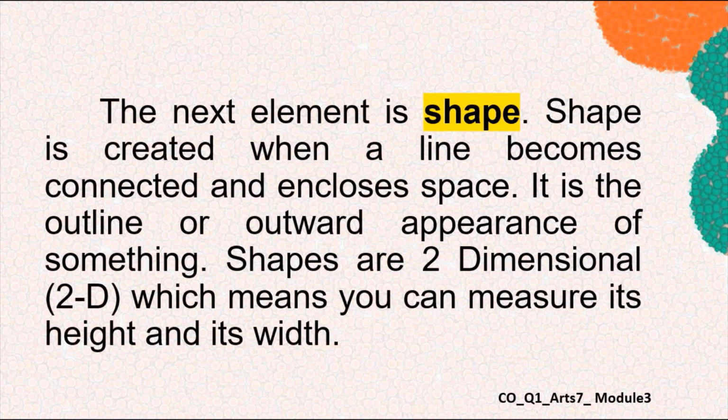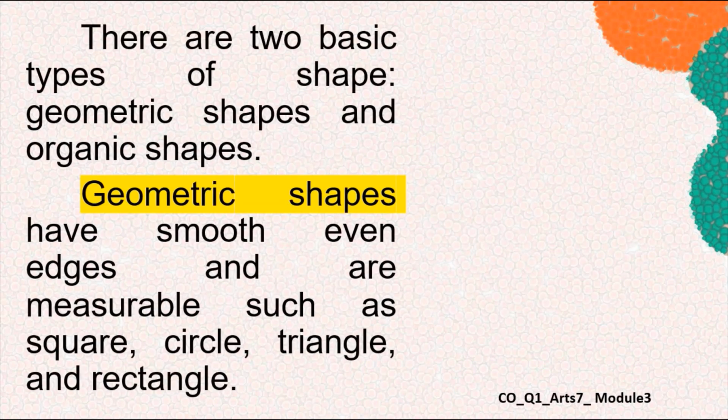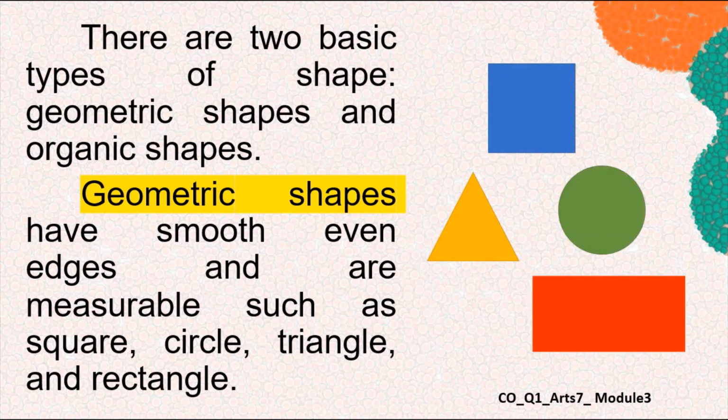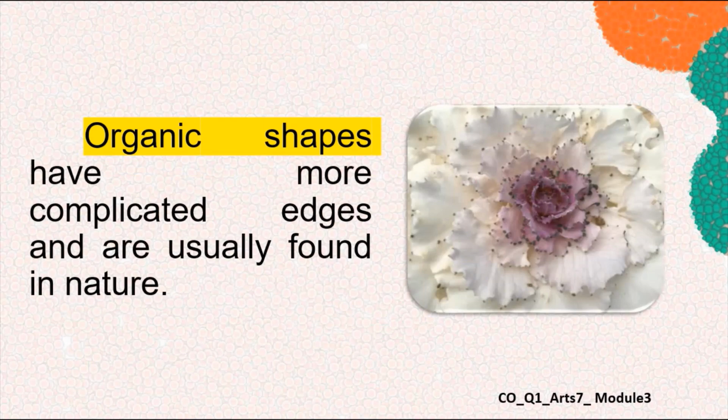The next element is shape. Shape is created when a line becomes connected and encloses space. It is the outline or outward appearance of something. Shapes are two-dimensional or 2D, which means you can measure its height and width. There are two basic types of shape: geometric shapes and organic shapes. Geometric shapes have smooth, even edges and are measurable, such as square, circle, triangle, and rectangle. Organic shapes have more complicated edges and are usually found in nature.